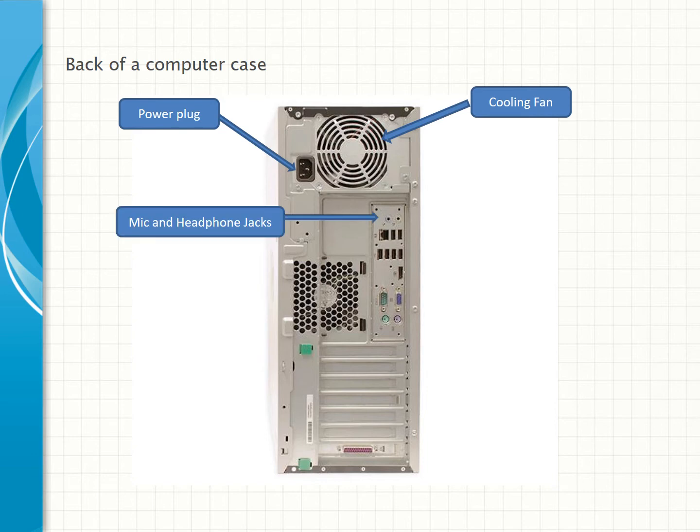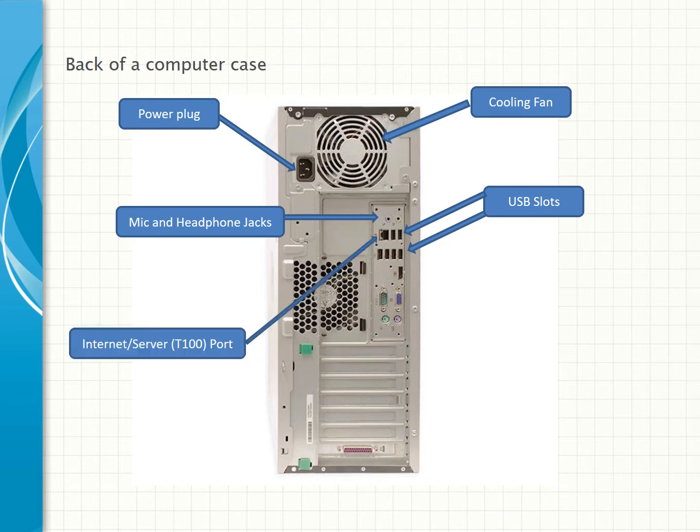Mic and headphone jacks. These are normally color-coded for proper connection. Green is for the headphone or speaker, and red or pink is for the microphone. USB slots. These are additional slots for connecting various USB devices, like memory sticks, digital hard drives, Bluetooth adapters or dongles, keyboards, mice, and so forth.